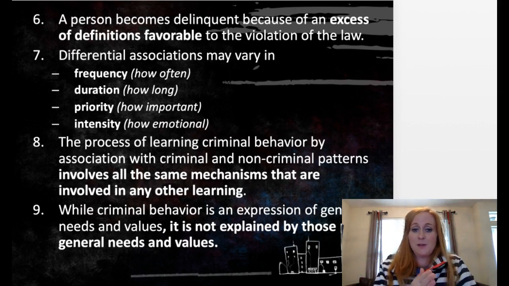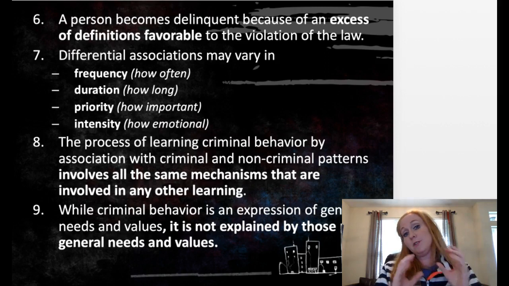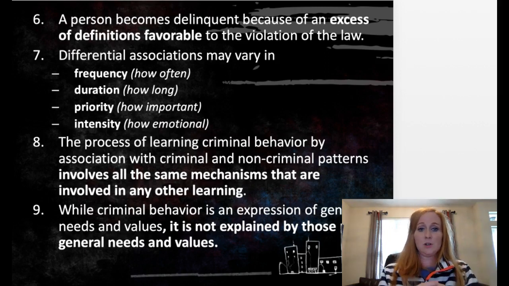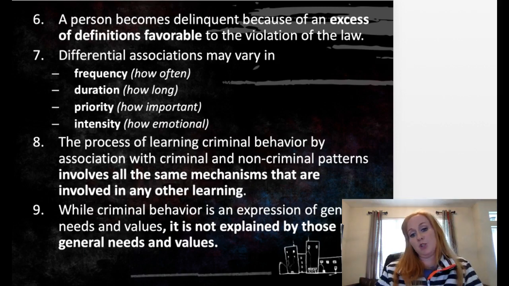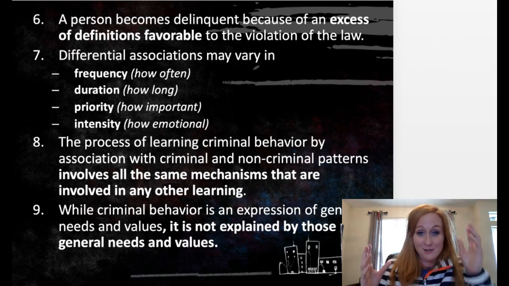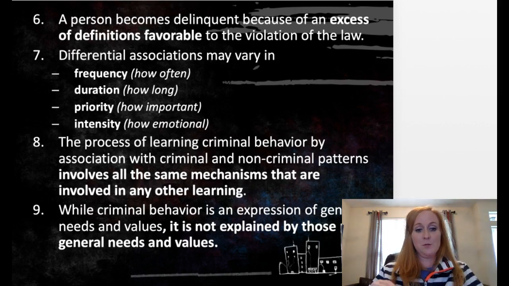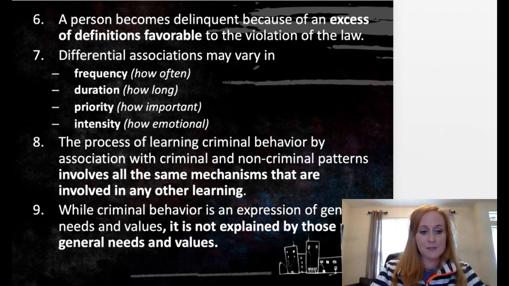The process of learning criminal behavior by association with criminal and non-criminal patterns involves all the same mechanisms involved in any other learning. So it's not unique to criminal behavior. These same principles apply to learning to ride a bike, to learning how to get along with your boss, to learning how to fix a car engine. It's all the same kinds of mechanisms. And then nine, finally, while criminal behavior is an expression of general needs and values, it's not explained by those general needs and values, because otherwise we'd all be doing it. We'd all be committing crime. But this just shows us the process by which it happens.